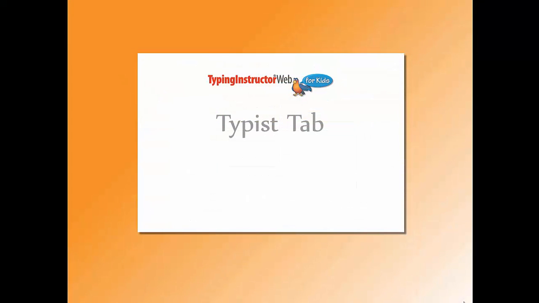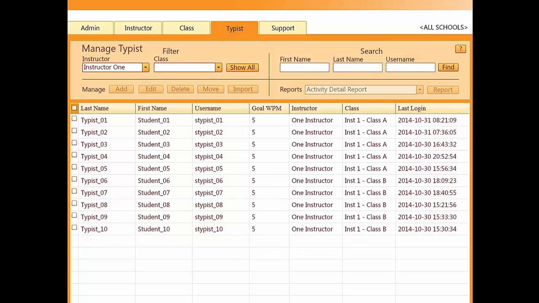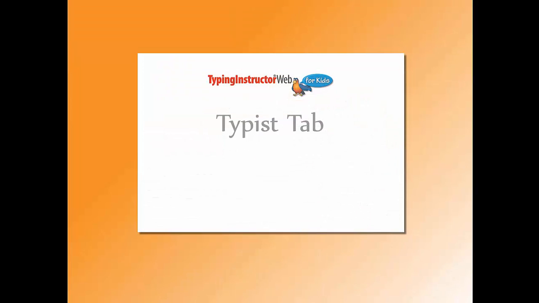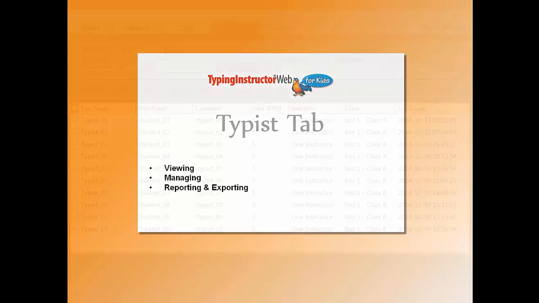The Typist tab allows for a variety of operations for the administrator and instructor to manage typists, such as creating, editing, and deleting profiles for each typist, importing typists, as well as printing and exporting detailed reports for the typist. The three primary functions of the Typist tab are viewing, managing, and reporting and exporting. Let's first talk about viewing.